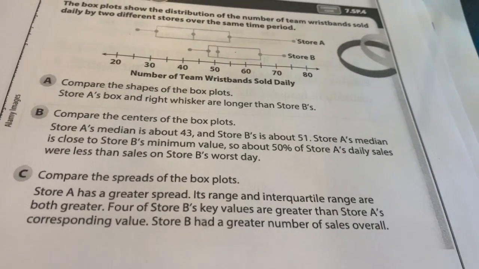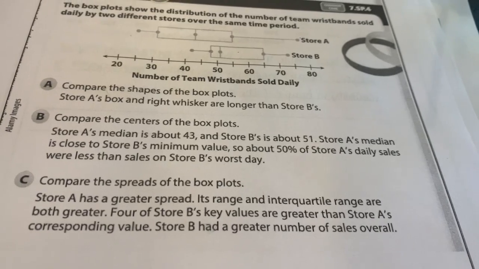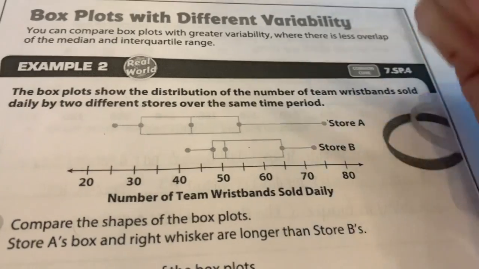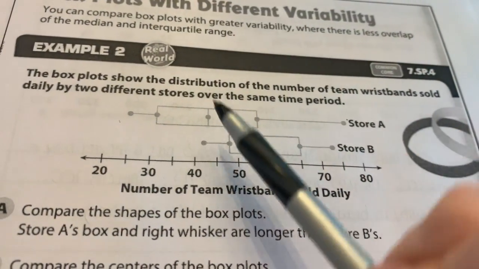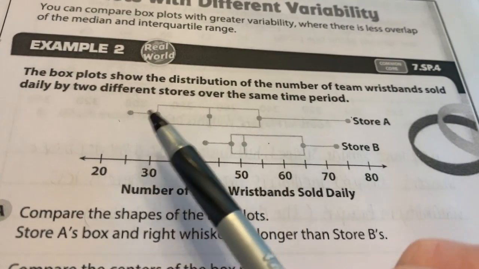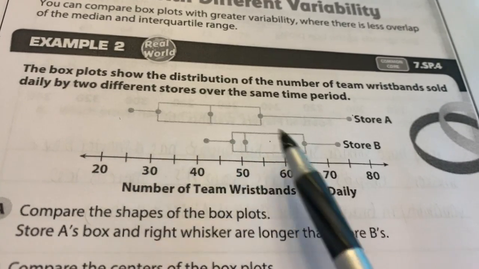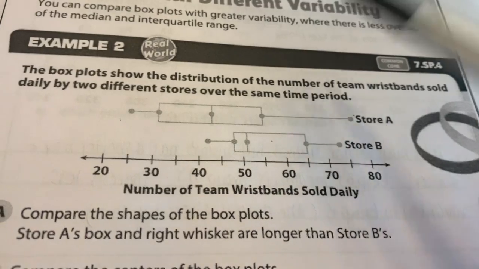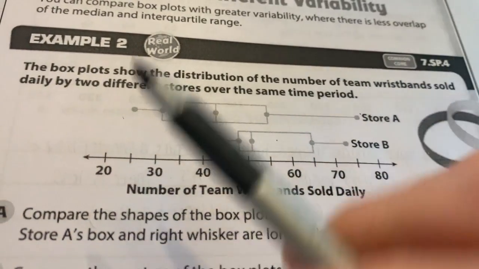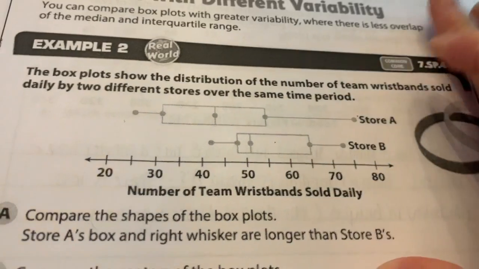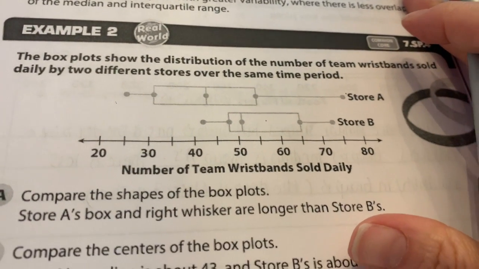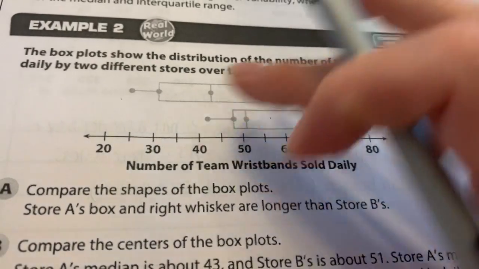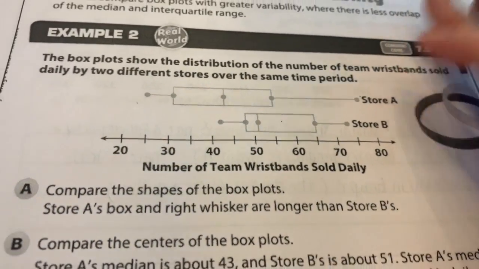Four of store B's key values are greater than store A's corresponding values. So overall, they had more sales. But you can see the lower quartile is higher, the median is higher, the upper quartile, and the greatest value. The only thing that is not higher was the lowest value. Okay, so all of this stuff shows that store B altogether did better with their sales.